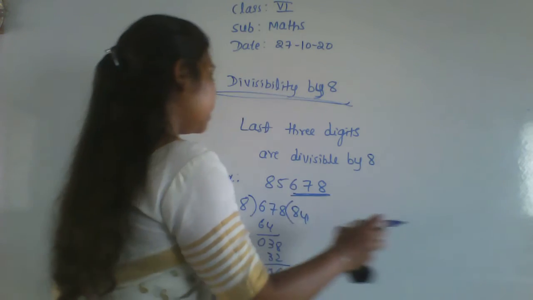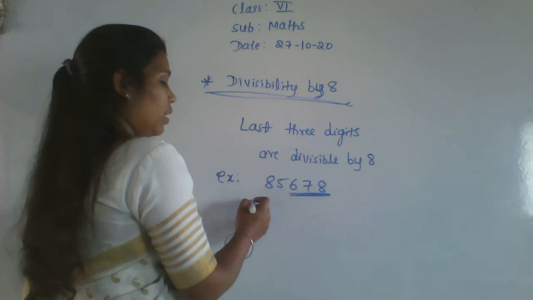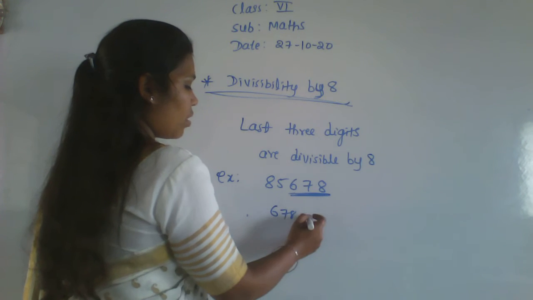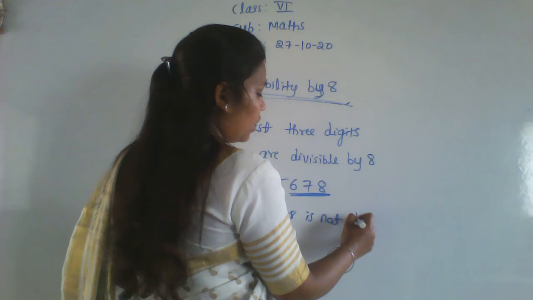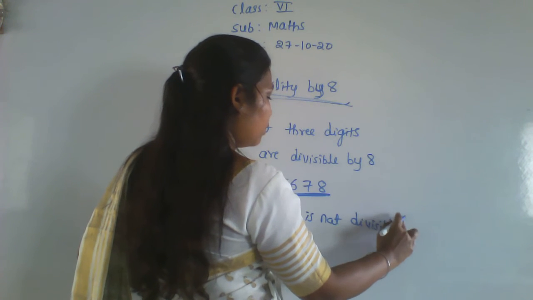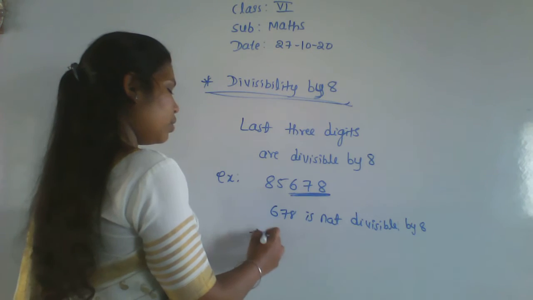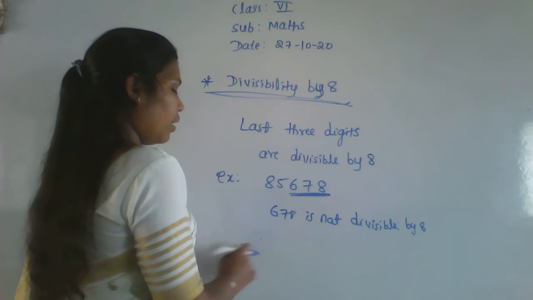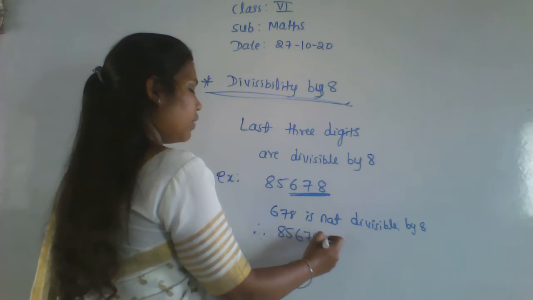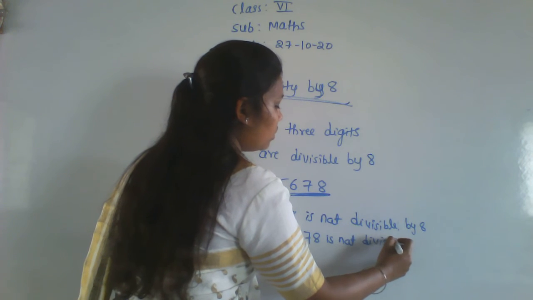Then the last 3 digits are not divisible by 8. Therefore 678 is not divisible by 8. That means here we can say, which implies, write a therefore: 85,678 is not divisible by 8.